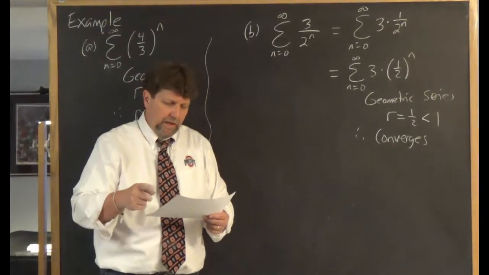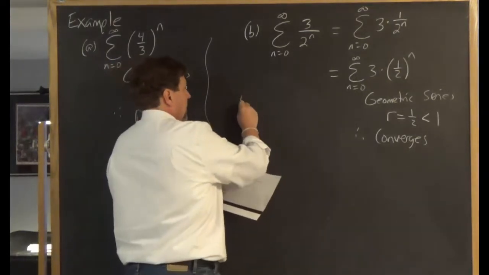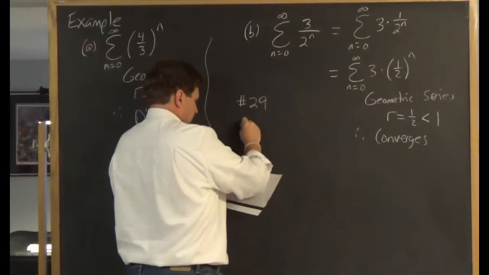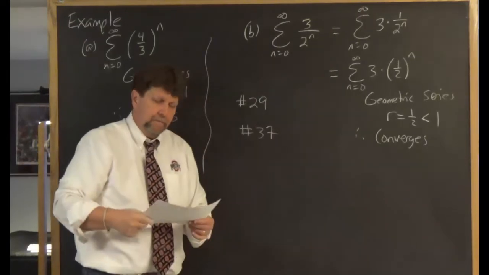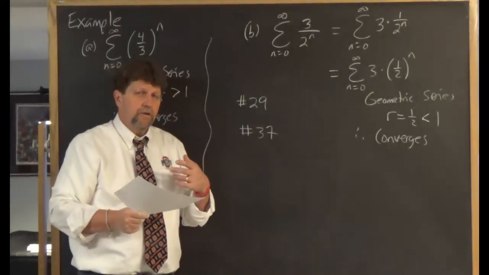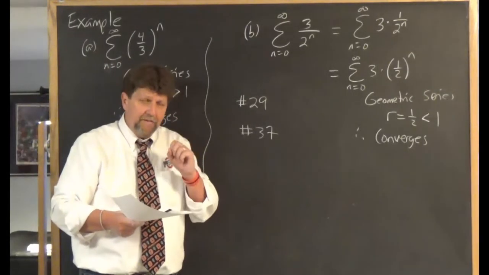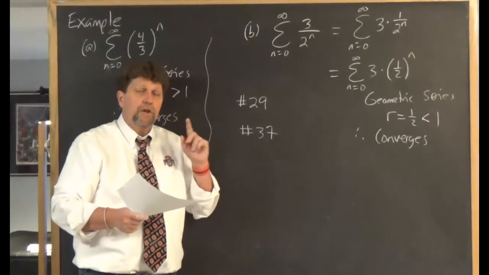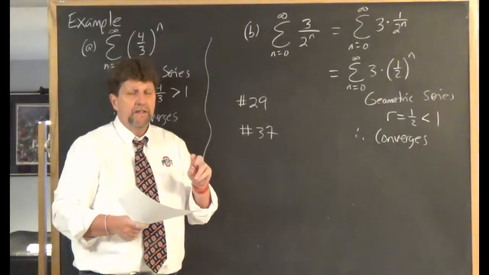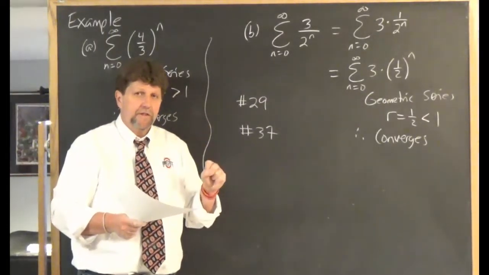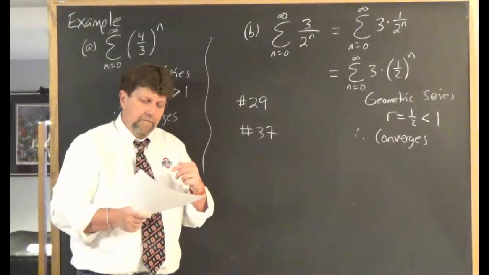In this section, section 10.3, I want you to do numbers 29 and 37. I think the book asks you to find the sum of the series or state that it diverges. So let me modify that a little bit. First, determine if the series converges or diverges. Both of them better be geometric series. Do that first. Then if it converges, find the sum.